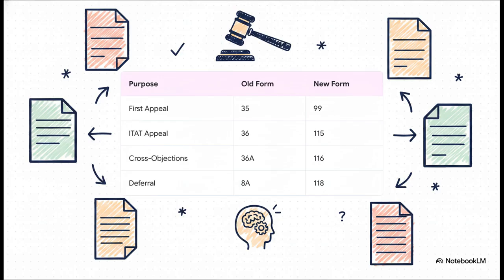Section 35A. When you're taking a matter up to the ITAT, the old Form 36 has been replaced by Form 115 under Section 36(2). Filing a memorandum of cross-objections, you'll be using Form 116 instead of 36A. And for deferring those appeals on identical questions of law we just talked about, Form 8A is now Form 118. You will definitely want to take a moment to mentally map these out.